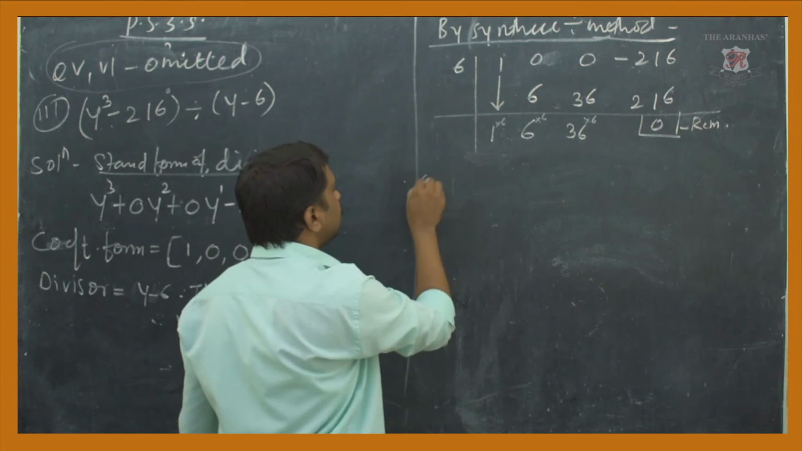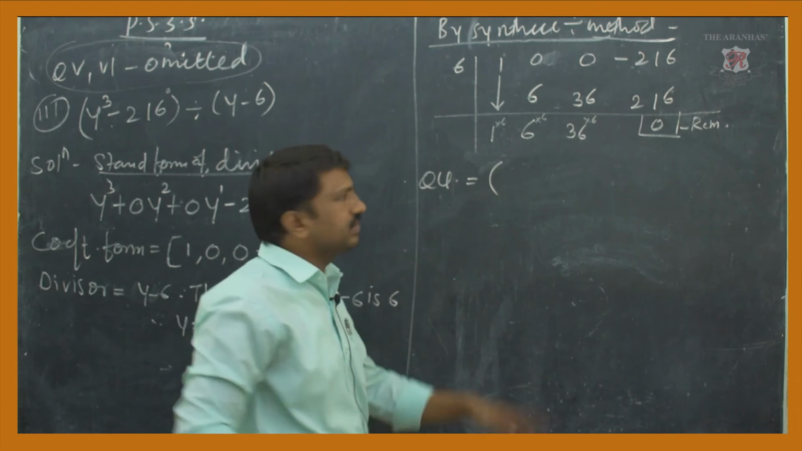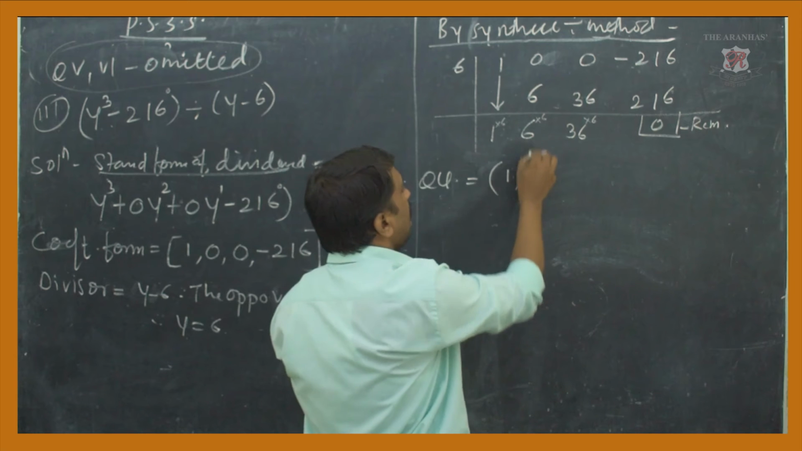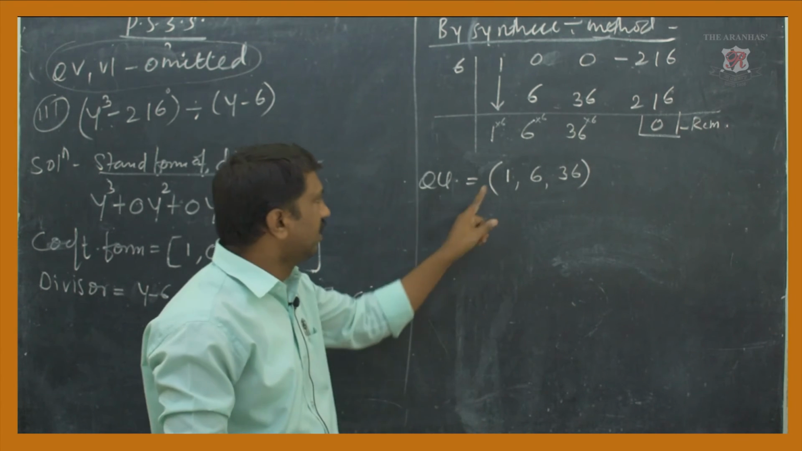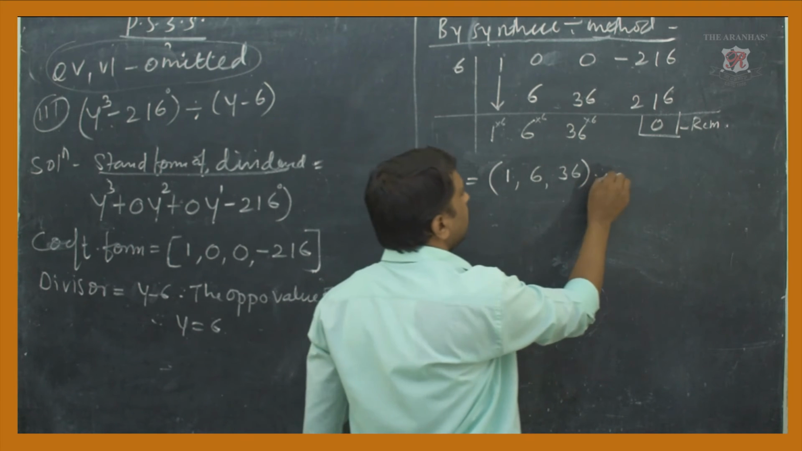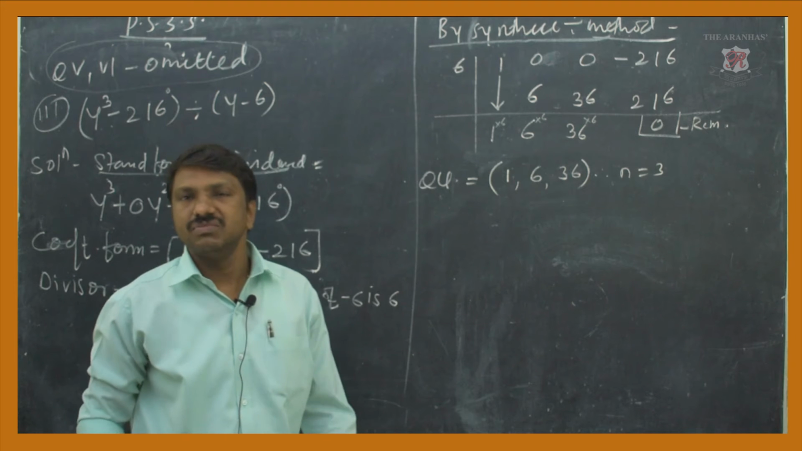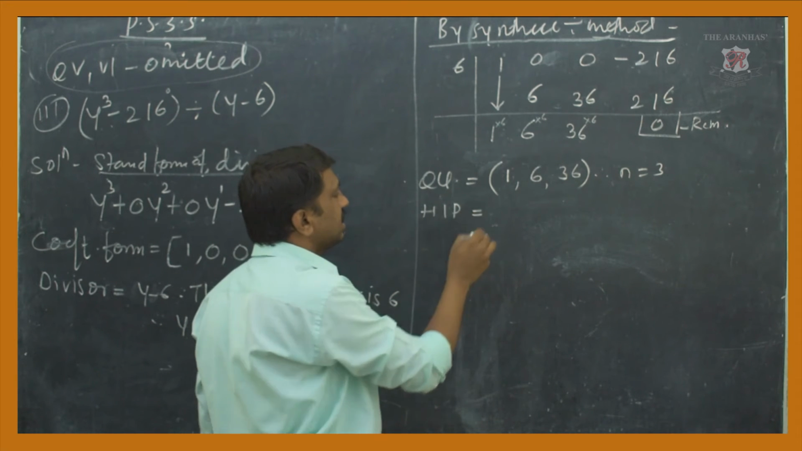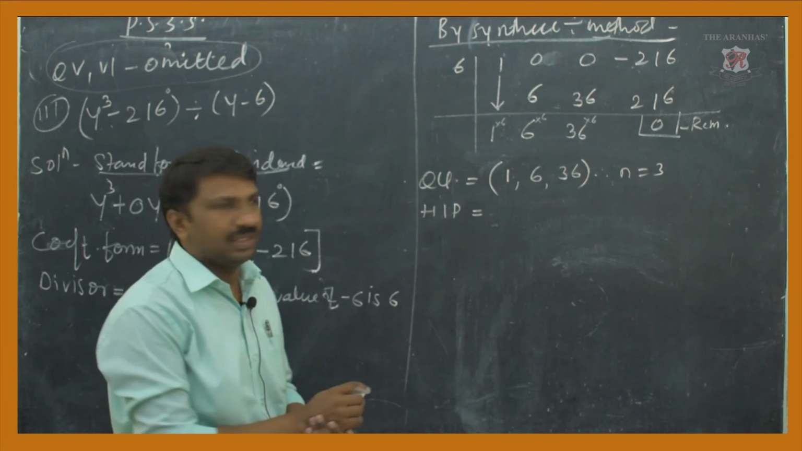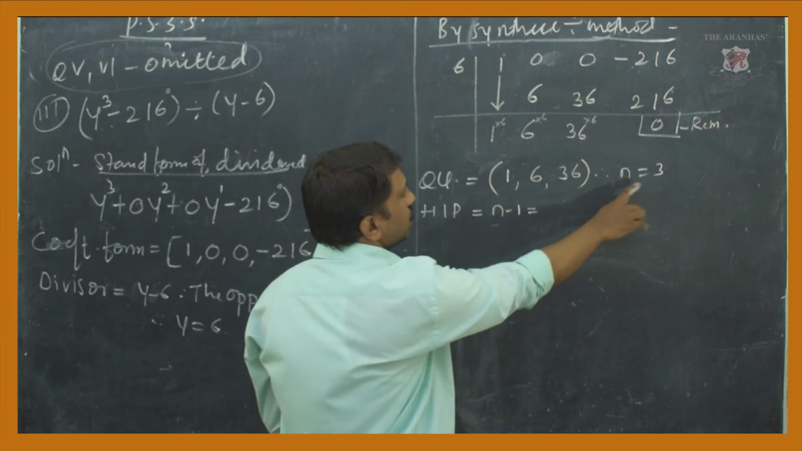Now we will write the quotient. The quotient in coefficient form is 1, 6 and 36. Now let us count, 1, 2, 3. So we write n is equal to 3, the total number of terms is 3. Then we will find the HIP, the highest index power of the polynomial. The formula is n minus 1, where n is 3.